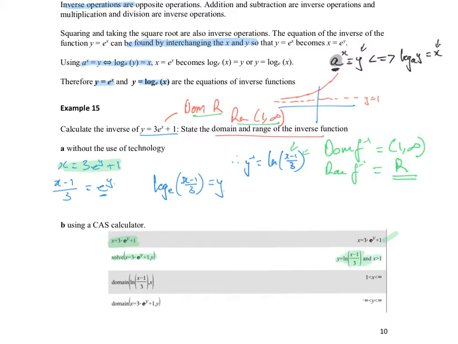Now often with our logs, it'll even give us the domain straight away. If we want to use our technology to find our domain, just use the domain function. So domain of the natural log of x minus 3 with respect to x is from 1 to infinity. So there's a big tick up there. And there's no range function, but if I get the domain of the original function there, okay, so don't forget that is the range of my inverse function. So I get from negative infinity to infinity, which is R. All right, so you can use your technology there to get your inverse and also get your domains.